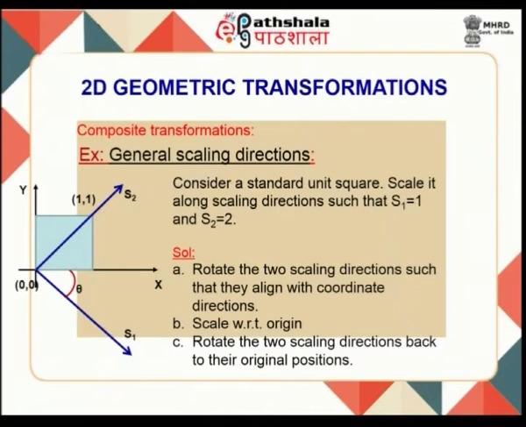So, let us take another example for composite transformations: general scaling directions. So far, scaling has been performed one along the x direction, the other along the y direction. So, we have two scaling factors S x and S y all the time. Whatever object is of interest, we scale it along the x direction and along the y direction as well. Here we can also imagine scaling being done along other directions.